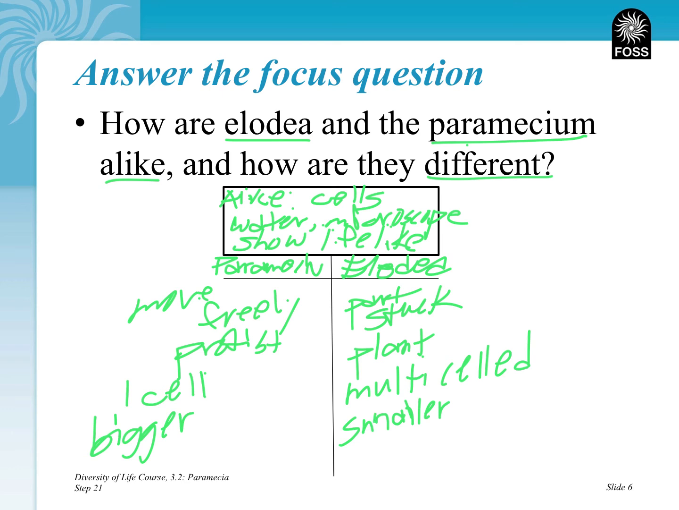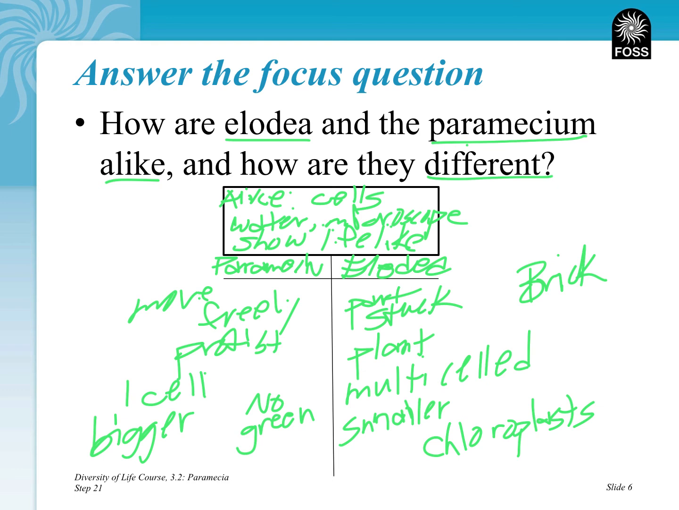The Elodea had chloroplasts, little green balls, etc., right? The paramecium have no green chloroplasts or chlorophylls. These guys were the brick shapes, the boxes. These guys were more of an oval shape. So you can see how they do have things in common and then how they are different. And that's how you would use this to answer your focus question. One way is through a common box and T-chart that can be used to show the differences.